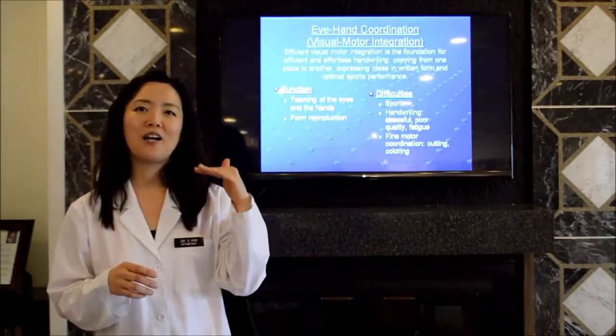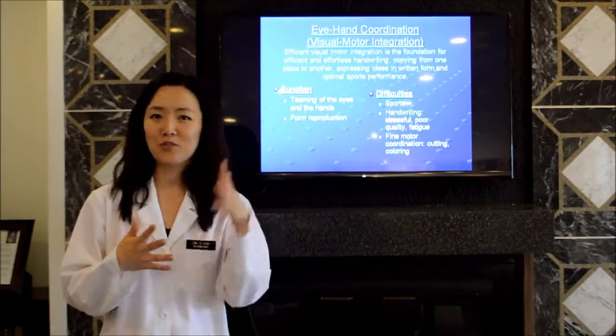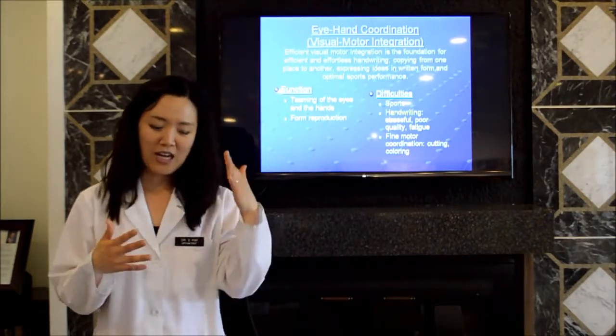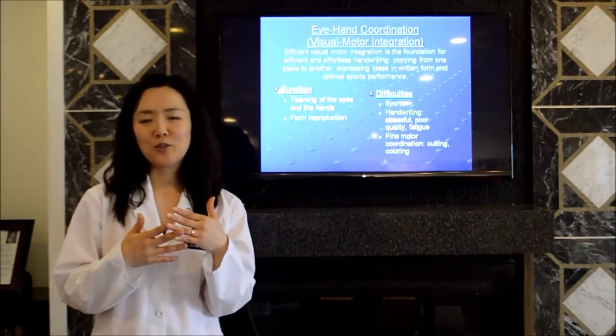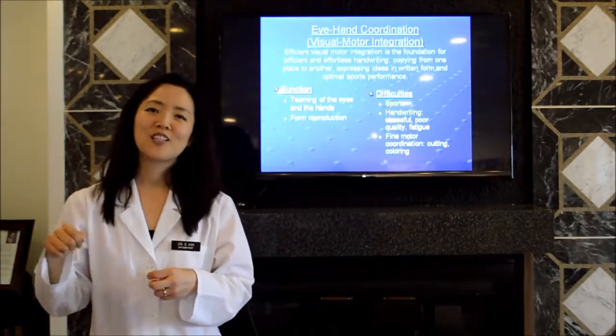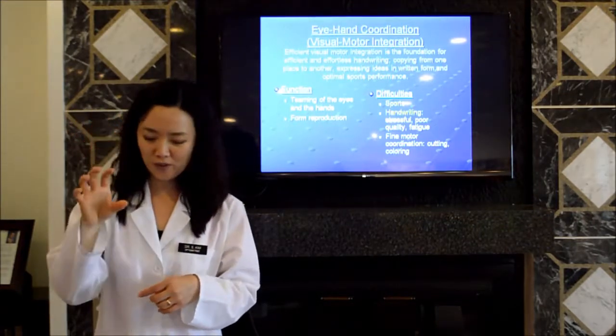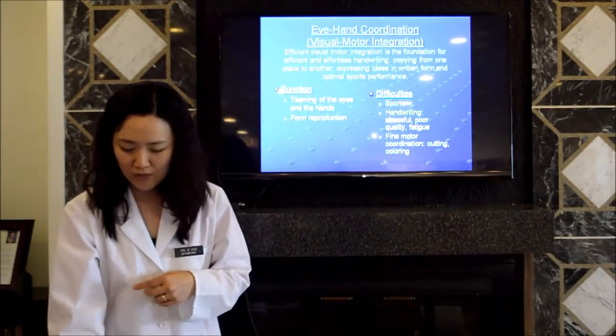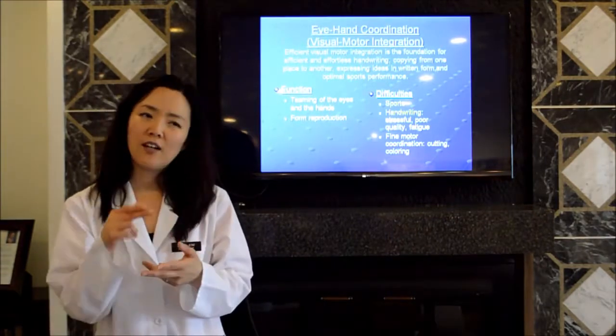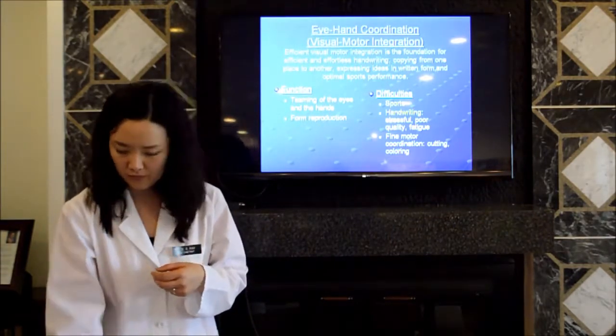Your eyes have to be coordinated with your hands through your brain. When your eyes are not connected to your hands, your handwriting suffers, and it is very difficult to catch a ball. So sports, handwriting, and fine motor skills like cutting or coloring will all be difficult.